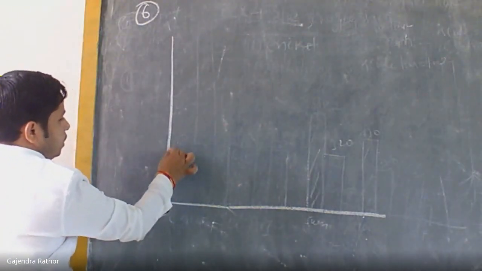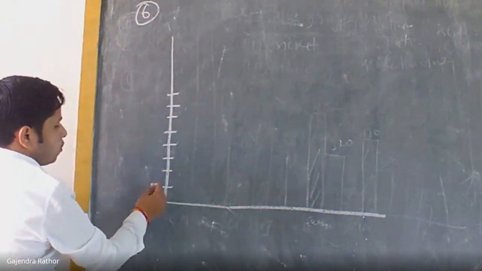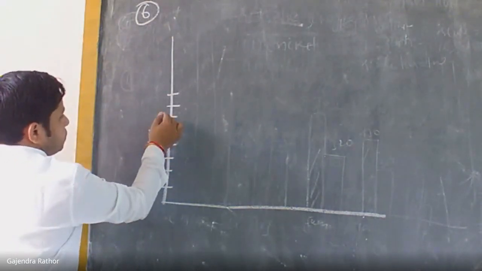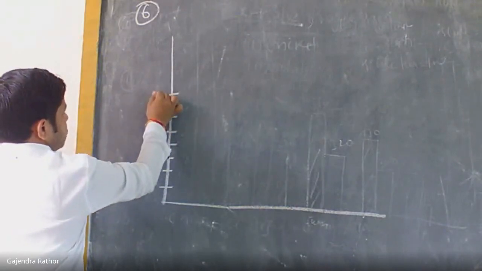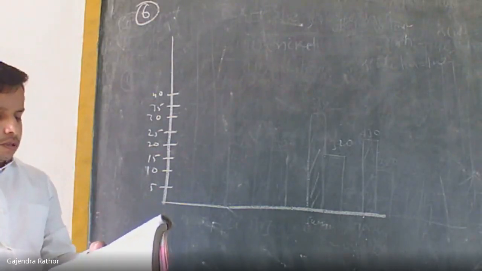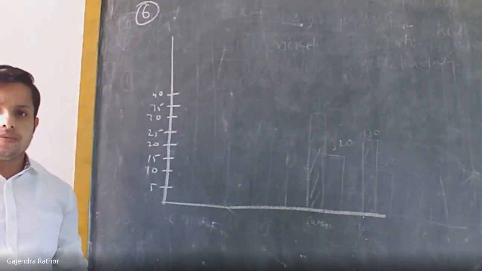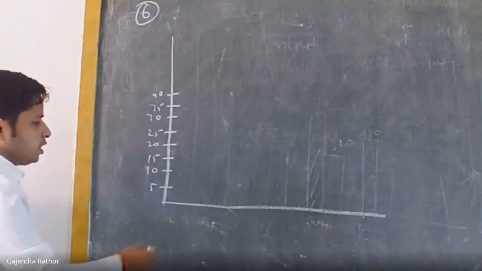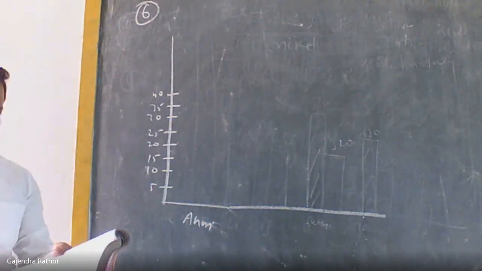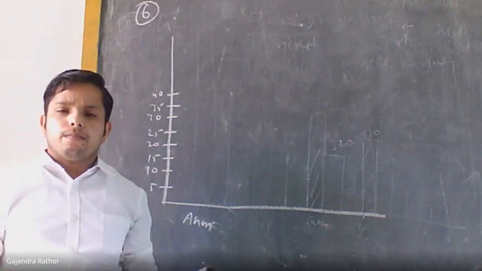1, 2, 3, 4, 5, 6, 7, 8. 1 is equal to 5. So this is 5, this is 10, this is 15, this is 20, this is 25, this is 30, this is 35, and this is 40. Okay, and again on the horizontal line we will write the names of cities. So what is the first city? This is Ahmedabad. Okay, and there are two types of temperature. First the maximum and second the minimum.